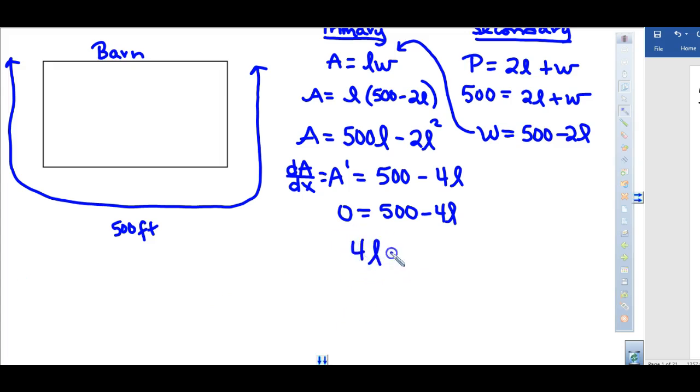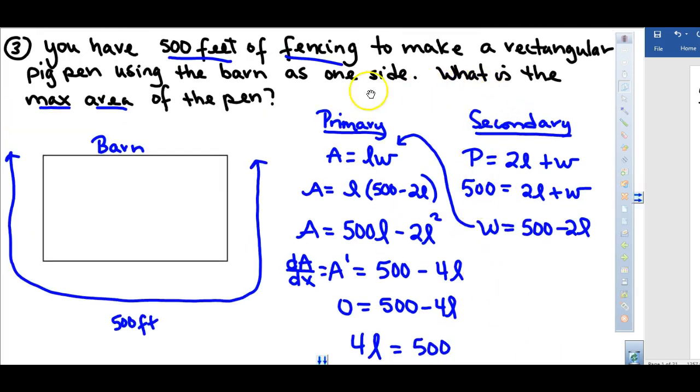So 4 times the length is equal to 500. So that tells me that my length is 125. So we got the length is 125. And what did our problem ask us to do here? It asked us to find the maximum area. So to find my maximum area, I got to know width.